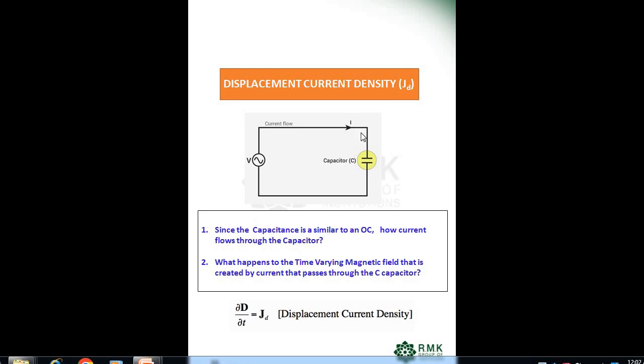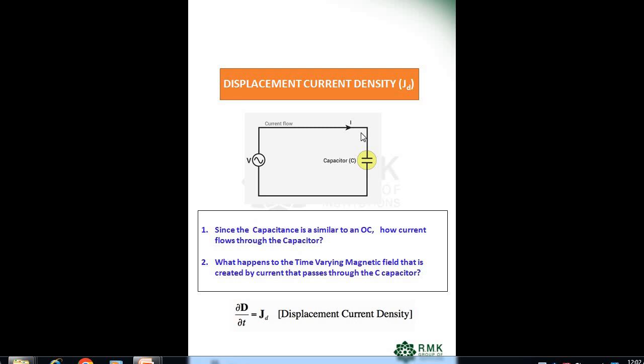So as you can see here, what you're seeing here is a circuit where an AC voltage is given to a capacitor. So what happens when an AC voltage is given to a capacitor? It charges and discharges. Okay. So how does it happen? Because conduction current means there has to be a continuous flow for the current to flow continuously in a circuit. The capacitor looks like an open circuit, doesn't it?